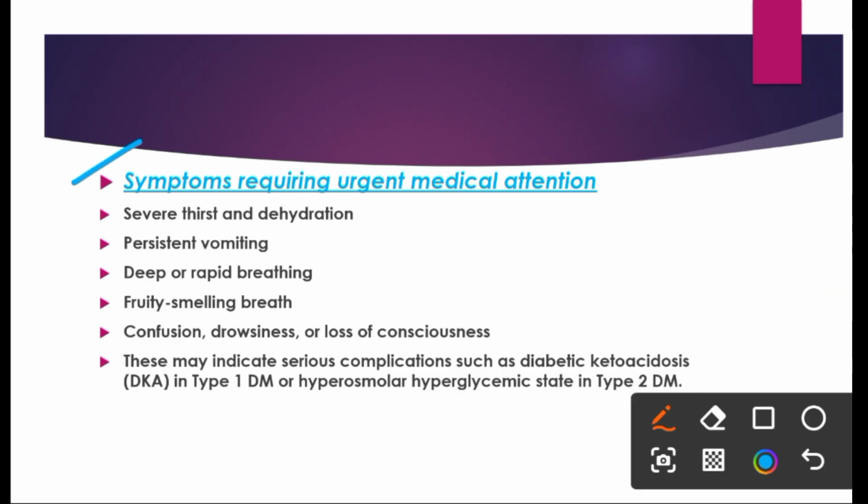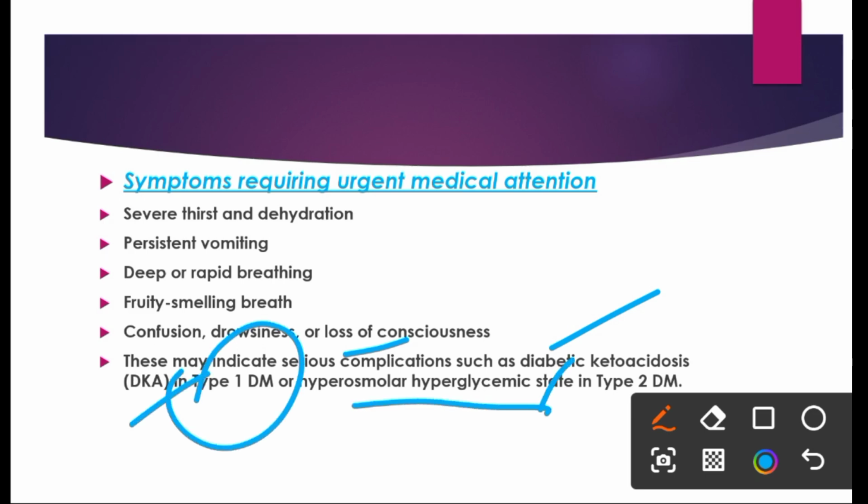Next one is the symptoms that require urgent medical attention. These symptoms include severe thirst and dehydration, persistent vomiting in a patient, deep and rapid breathing, which is known as Kussmaul breathing, and a patient having acetone breath, that means the patient has a fruity smelling breath, and a patient that is confused, having drowsiness or loss of consciousness. These signs are warning signs, and they indicate serious complications such as diabetic ketoacidosis, that is more common in type 1 diabetes, or hyperosmolar hyperglycemic state, that is more common in type 2 diabetes.